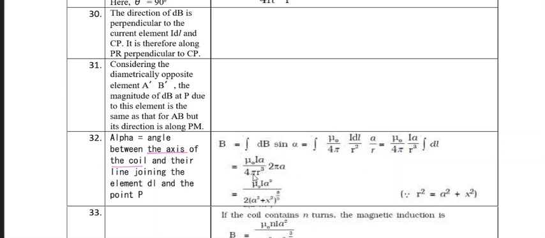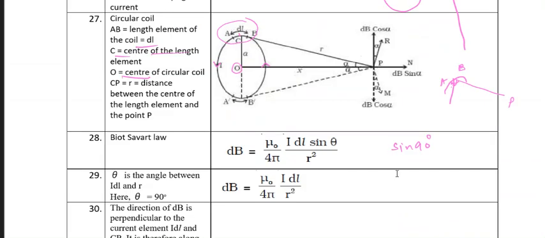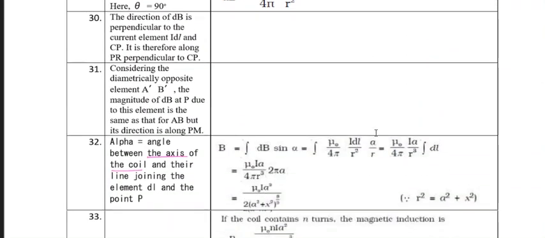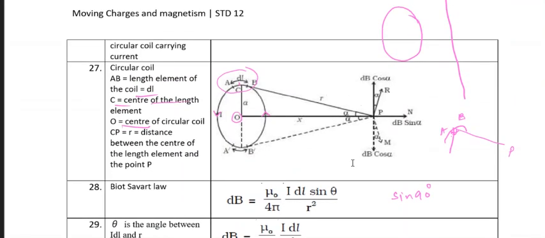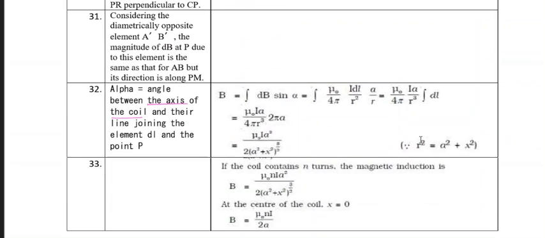Now you can put 2 r cube. So this r is nothing but, according to Pythagoras theorem, a squared plus x squared. You please go through that. What is r? R is the hypotenuse, because this is a 90 degree angle. This is a right angle AXR. Therefore, a squared plus x squared is equal to r squared.